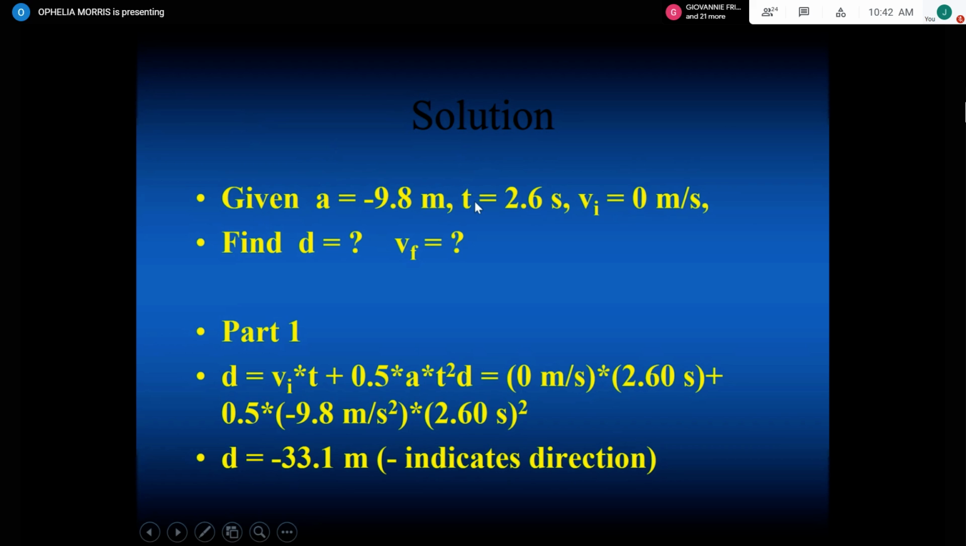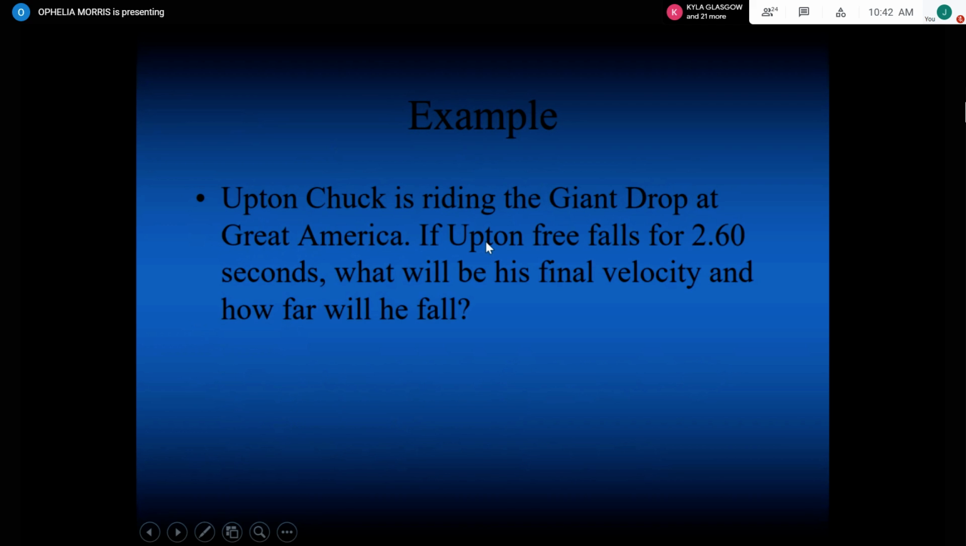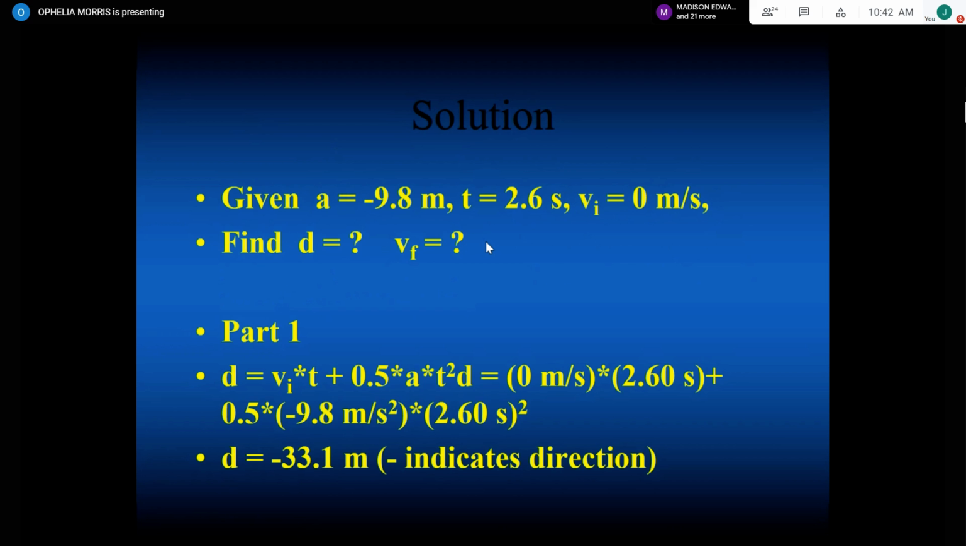Now they gave me the time, which is 2.6 seconds. They didn't tell me the initial velocity, but I told you guys if they don't mention it, it's implied, inferred, that it is 0. So you're not going to find it in the question. So this question has two parts.